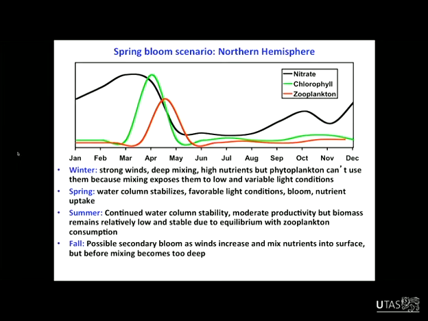Then we go into a stable situation through most of the summer, and then if there are any smaller storms in the fall that generate some mixing of nutrients, we can sometimes have a small bloom in the fall, and we're going to investigate that using the model this afternoon.